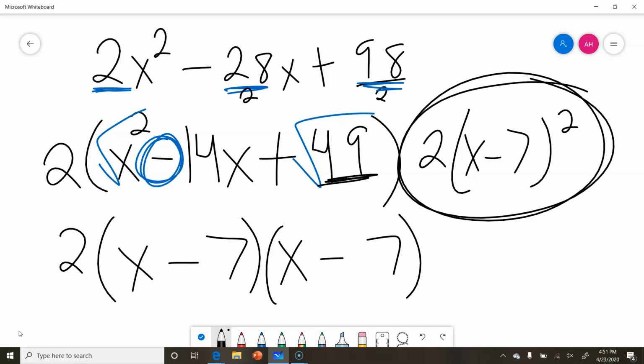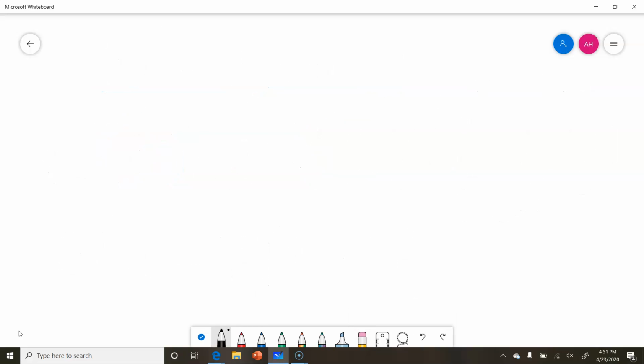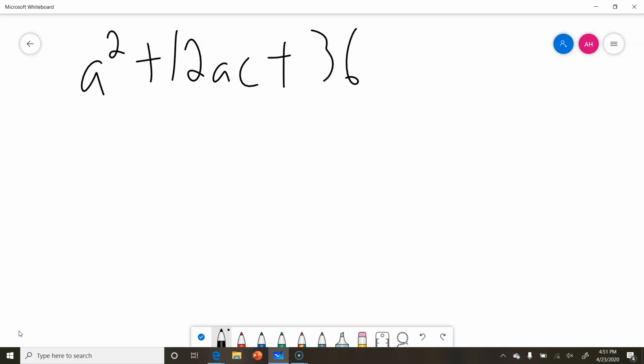Now let's do another one that has all positives. So let's do this one for good measure. We'll do a squared plus 12ac plus 36c squared. Now this one, I don't see anything in front. This is just a 1, so I can't take anything out. So I take the square root of a squared and the square root of 36c squared.